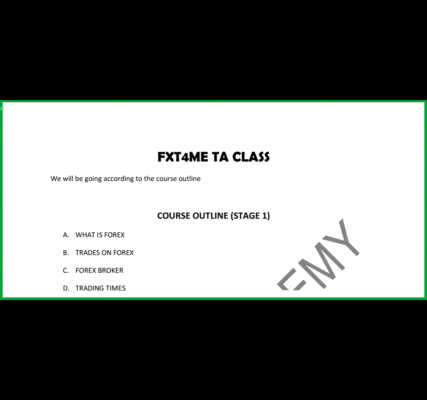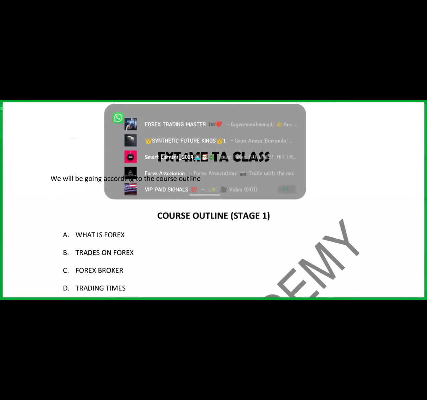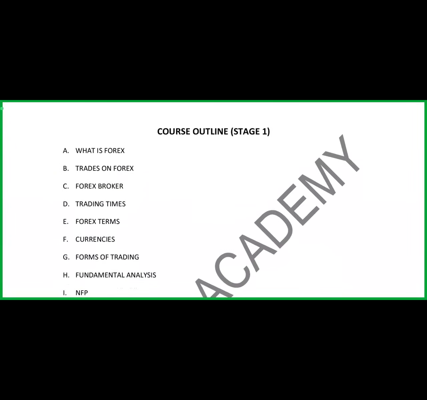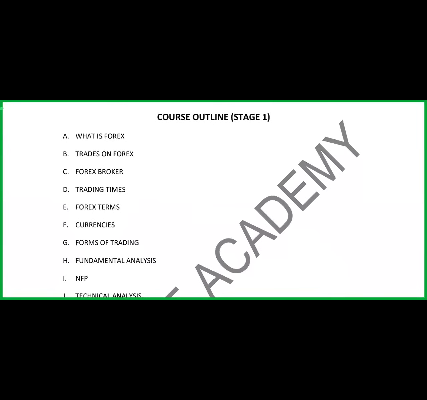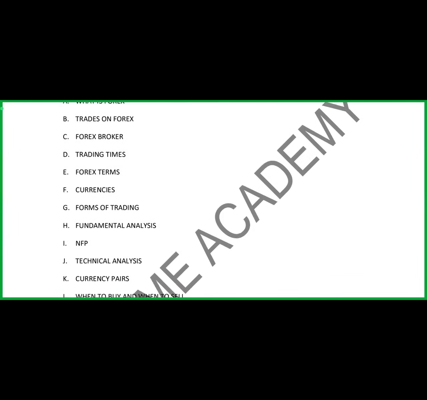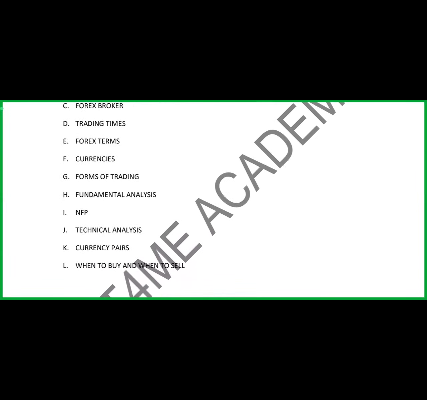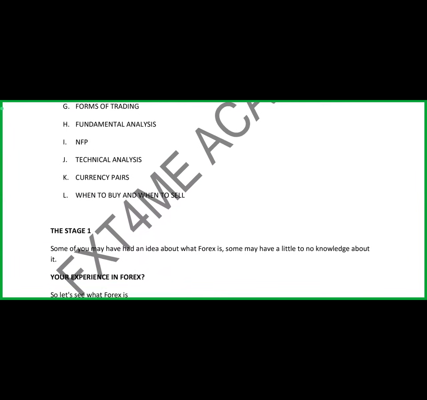So for today, we'll be starting with only 2 to 3 concepts under the course outline, which is the stage 1 aspect of it. What are the concepts we'll be looking into? We need to understand what Forex is, trades on Forex, the Forex brokers, the trading time, and the Forex terms we use. There are some terms we use, just like slang. We'll be looking at currencies, forms of trading, and fundamentals. Under the fundamentals, that's where we have the NFP, different kinds of fundamentals. Then we have the technicals, currency pairs, and when to buy and when to sell. So let's start.